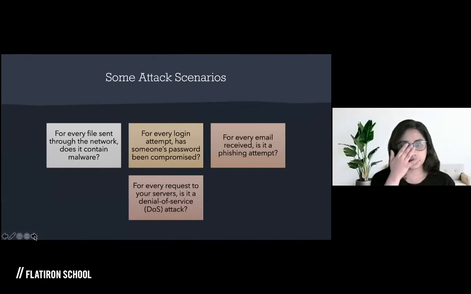Now, let's discuss some attack scenarios. What can be the possible situations where you might think there is an attack? Let's pick up the first example: for every file sent through the network, does it contain malware? Every file being sent from your network or received by it, does it contain any malware? For every login attempt on your network, has someone's password been compromised? For every email received, how to detect or predict that it's a phishing email? For every request that reaches your server, how to identify whether it's a denial of service attack or not?